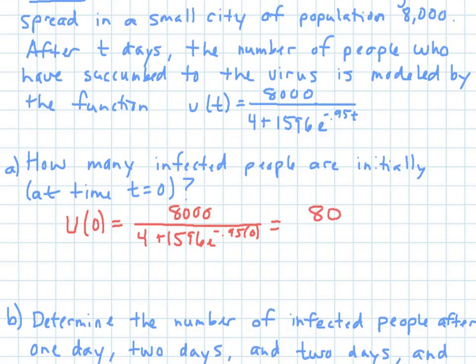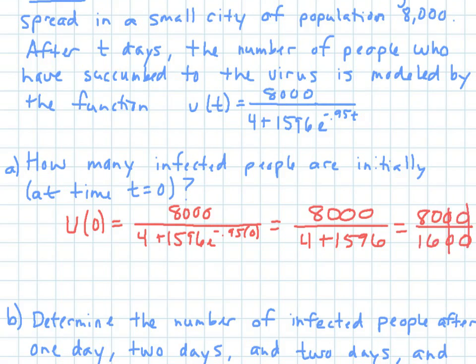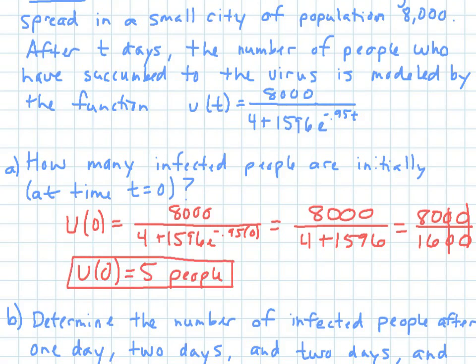So that means I get 8,000 over 4 plus 1596. So then that gives me 8,000 divided by 1,600. Okay? So simplifying here, you could say 80 divided by 16. So V of 0 should actually give you 5. So 5 people should be infected initially with this infectious disease.